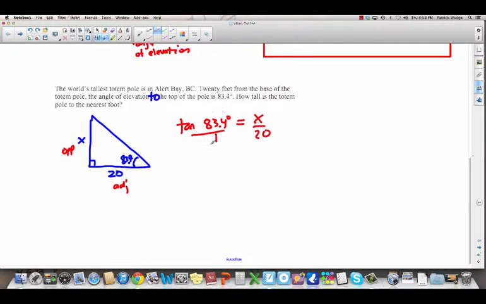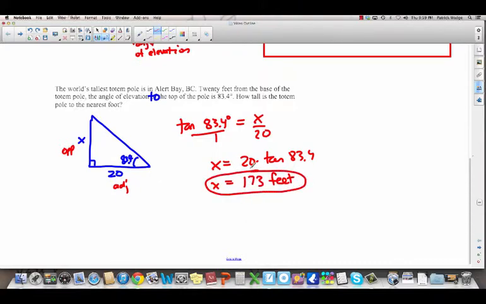Put this over 1 and cross multiply. 1 times x is x, and then 20 times tan 83.4. If you take your calculator and go 20 times tan 83.4, you will get 173 feet. That's a very tall totem pole.